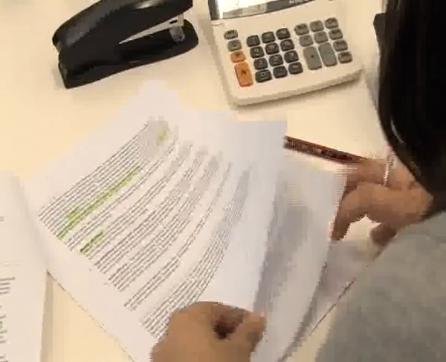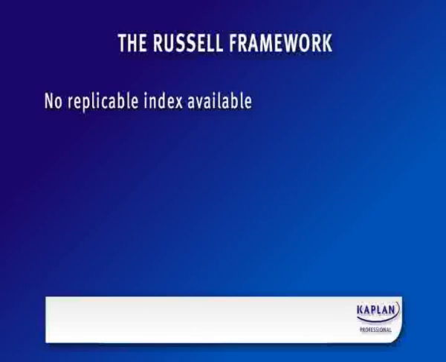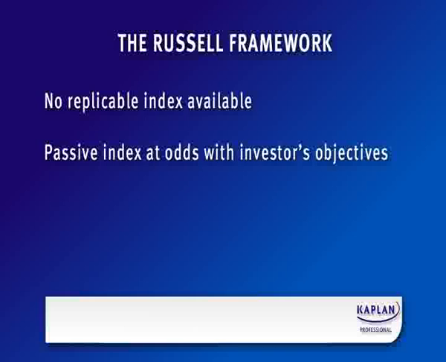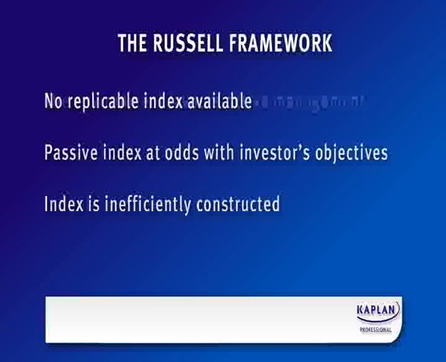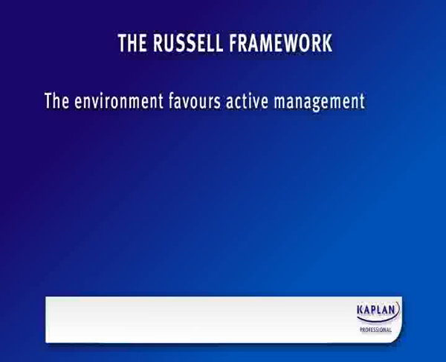In response to the debate over active versus passive investing, Russell Investments has released a 5-point framework to consider when choosing an alternative approach to passive investment. Of the 5 points, 3 of them refer to when there's no replicable index available, when the passive index is at odds with the investor's objectives, or when the index is inefficiently constructed. The final 2 points say an active approach should be considered when the investment environment favours active management and skilled managers can be identified.